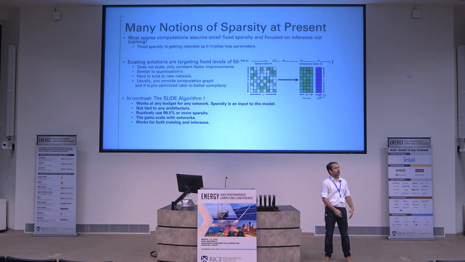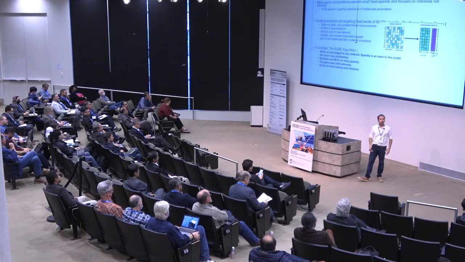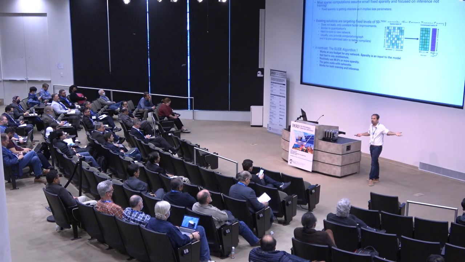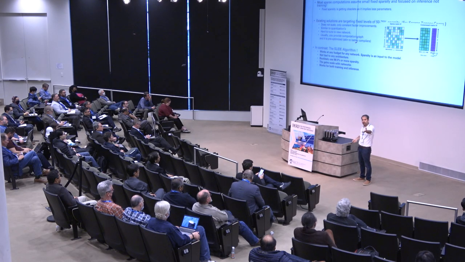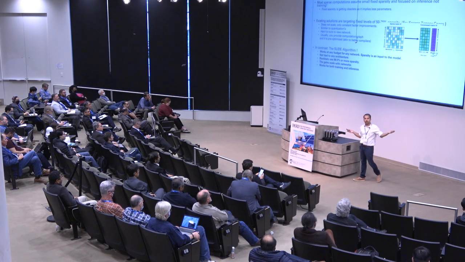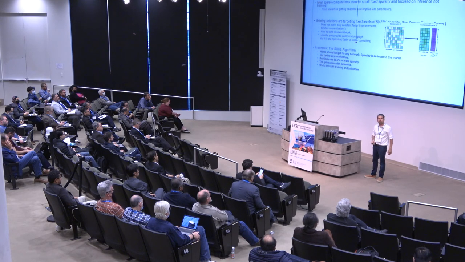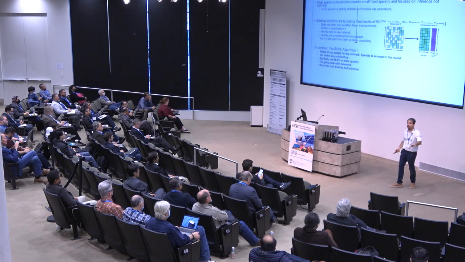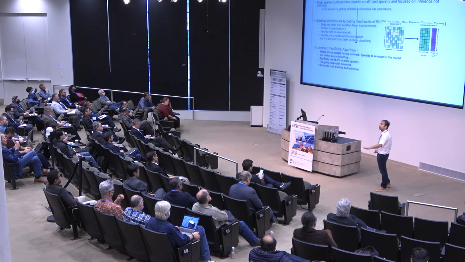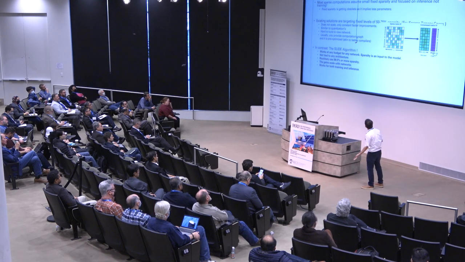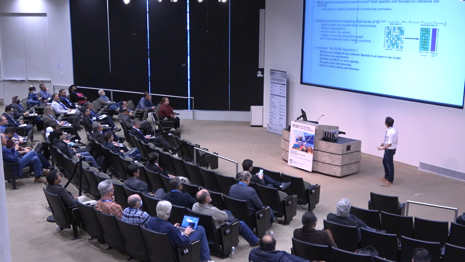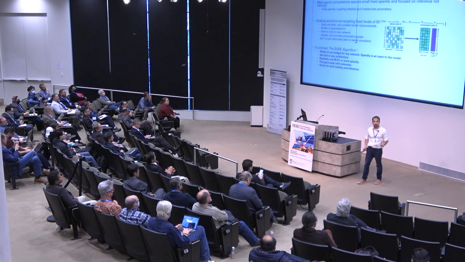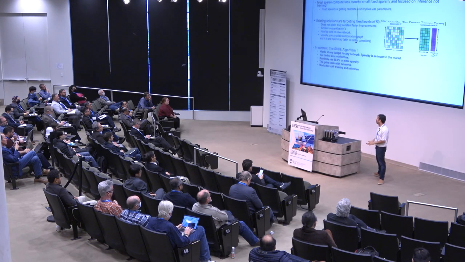You give me any fully connected network, wide, small, and it's plug and play. You just give me sparsity as a budget, how much sparsity you want, because it's an information retrieval algorithm. You want top 10, top 100, top 1,000, how many do you want? And you can plug and play with it. So it works at any budget. We routinely use 99.5% sparsity to train models, and we see the same or sometimes even better accuracy. The gain scales with the network and works for both training and inference. I'll show you some numbers for both.